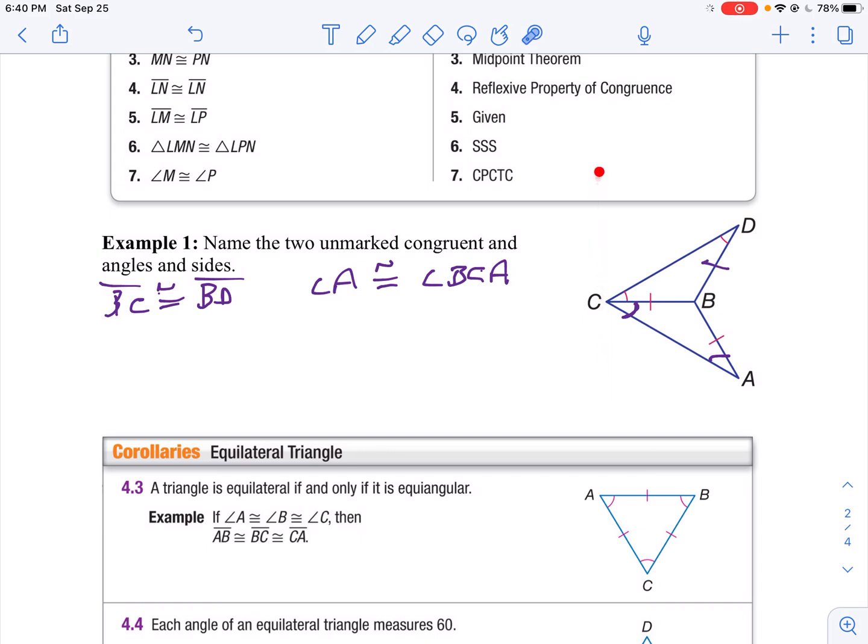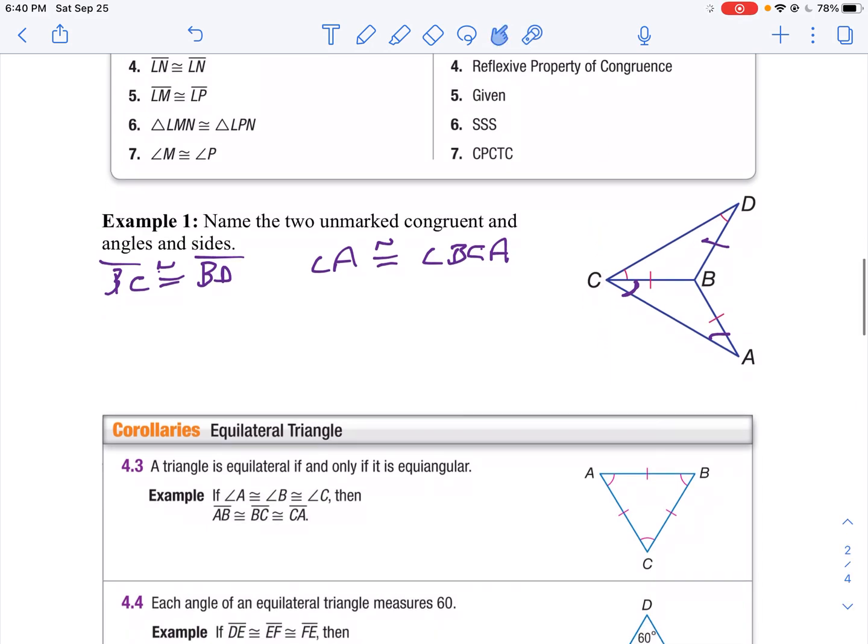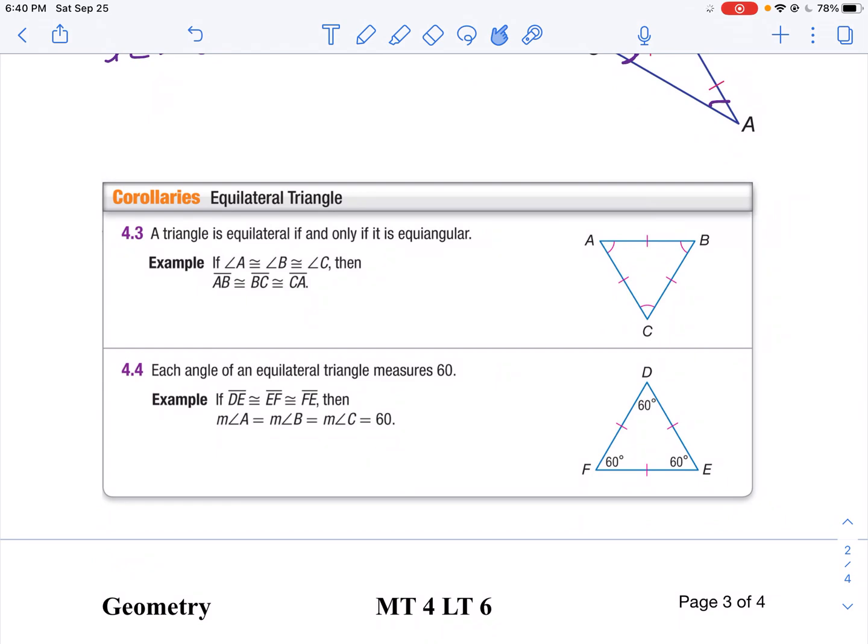Now, some corollaries that follow directly from our isosceles triangle theorem: if you have an equilateral triangle, then we know it's equiangular. Because if two sides are congruent, I know the base angles are congruent. Well, in this case, I have three sides congruent, so all three angles are congruent. And then more specifically, since all three angles are congruent, and I know by the triangle angle sum theorem they add to 180 degrees, each angle of an equilateral triangle is going to be 60 degrees.